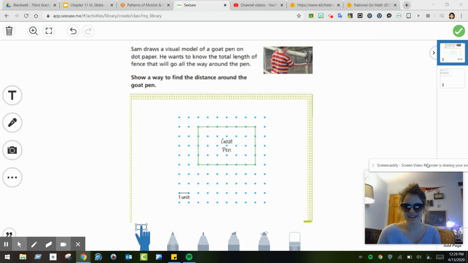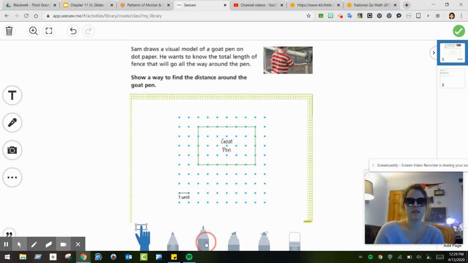Hi guys, welcome back. So now we're going to go ahead and practice finding perimeter. Here's our first problem. Sam draws a visual model of a goat pen on dot paper. He wants to know the total length of fence that will go all the way around the pen. Show a way to find the distance around the goat pen.